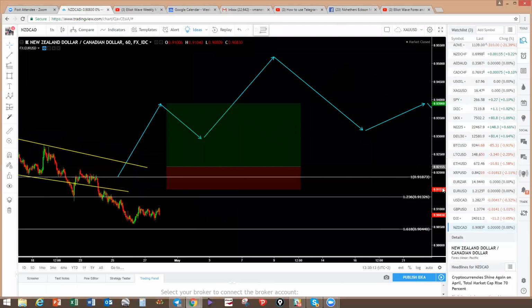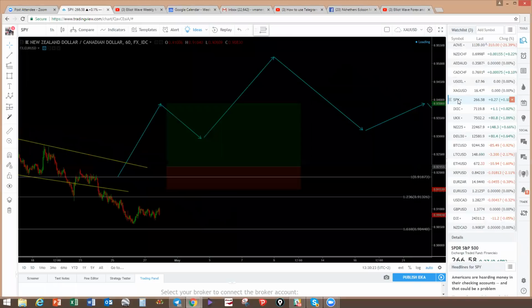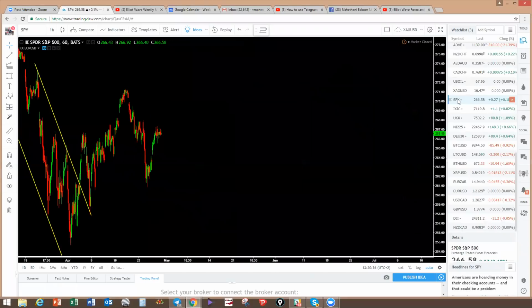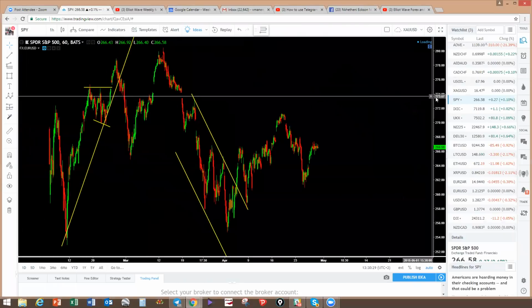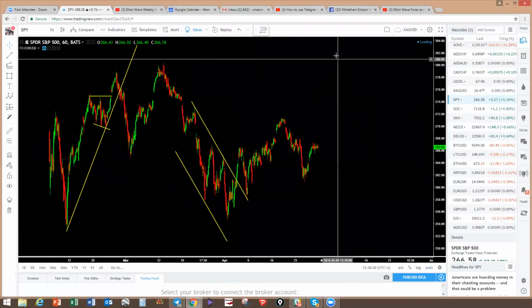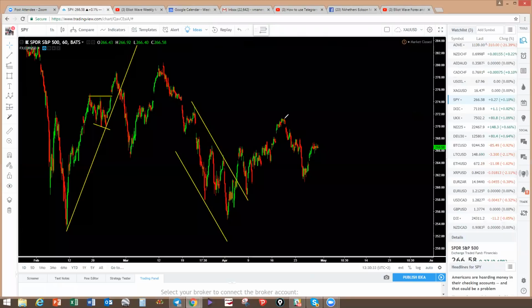Okay, so let's look at the indices and then the cryptos. Right, so the indices, looking at SPY, S&P 500. They're all doing the same thing, and we're just going to run through them quickly. I'm not going to do detailed analysis on this. So this is what you're going to be looking at. We traded the upside after they broke out of these V patterns in 3 waves.